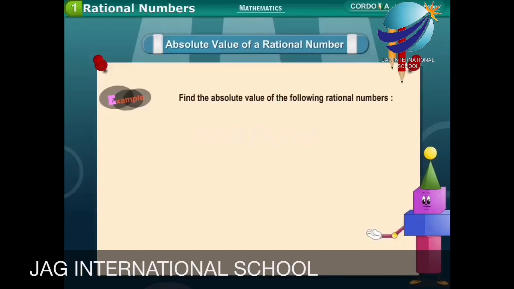Example, find the absolute value of the following rational number. 5 upon 12. Solution. The absolute value of 5 upon 12 is equal to |5| upon |12|, which is equal to 5 upon 12.